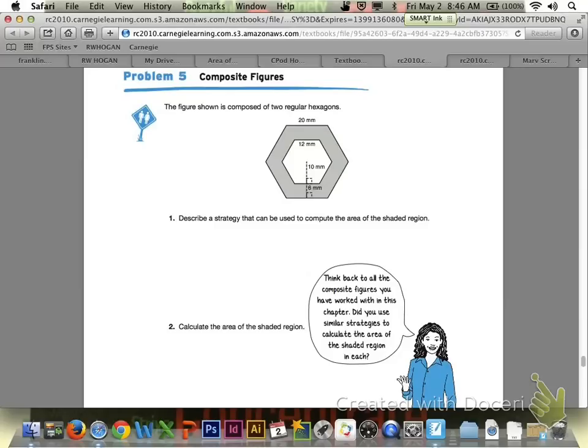Take a look at the word bubble. It says think back to all the composite figures that you have worked with in this chapter. Hopefully you can see that you used similar strategies to figure out what the area of the shaded region was going to be in each. So go ahead and do that for homework.